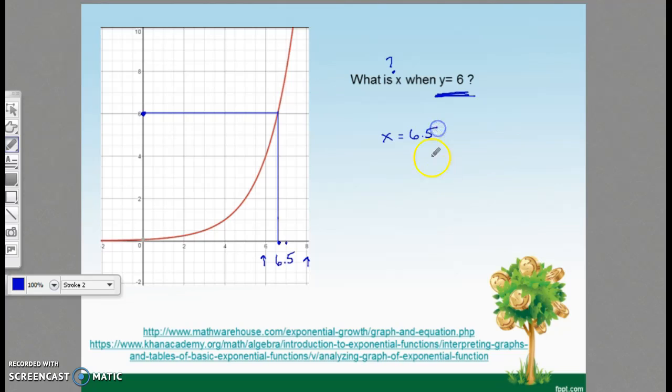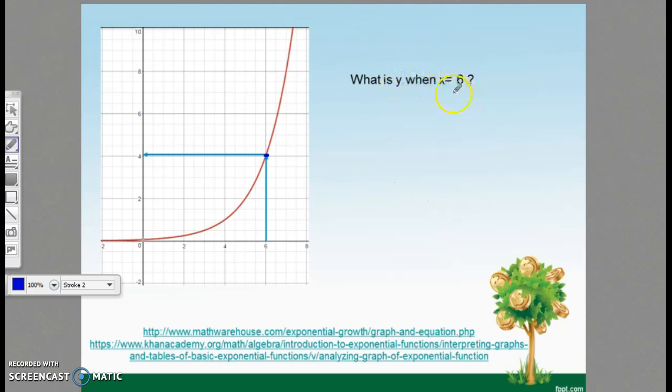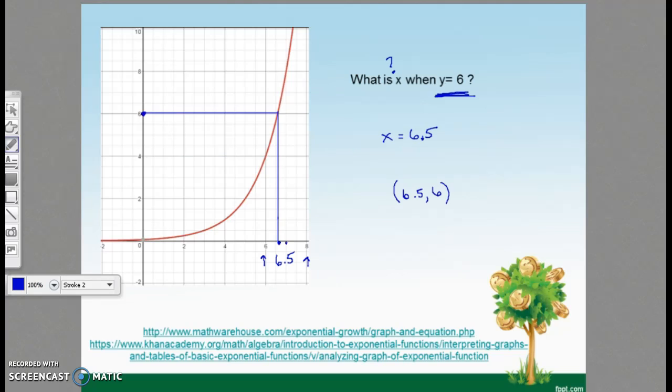Or if I were to write that as an ordered pair, as an xy pair, I would say that x is 6.5 and y is 6. So the difference between those two problems was in one of them they gave me x and I had to find y. In this one they gave me y and I had to find x. So just remember this is the y-axis if they give me y, and this is the x-axis if they give me x.